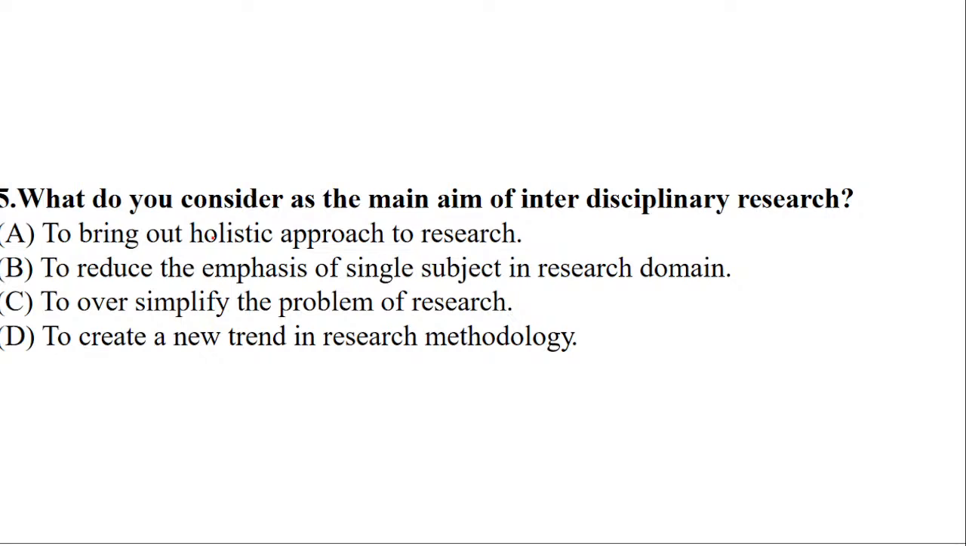So if you are going with interdisciplinary research, what will be your main aim or your main motto? So when we talk about this question, the given options are: now let's see one by one the options to bring about a holistic approach. We are talking about a holistic approach to reduce the emphasis on a single subject, to oversimplify the problem of research, or to create a new trend in research methodology.